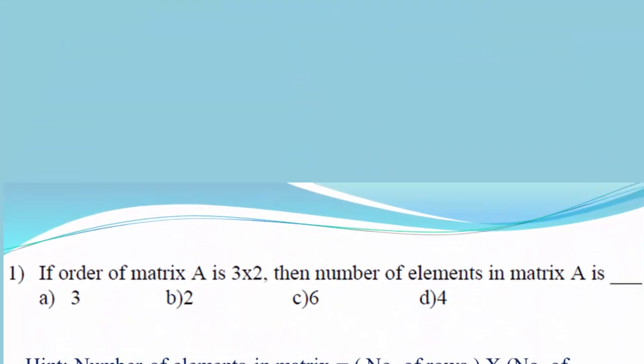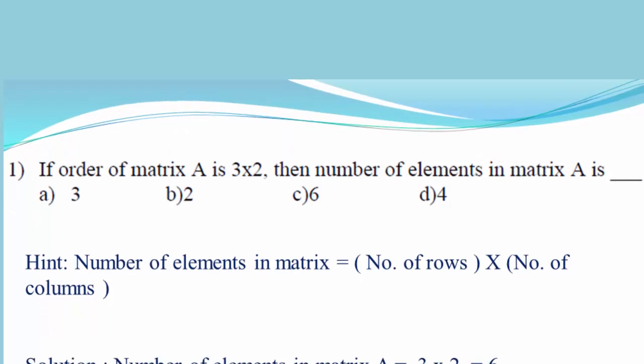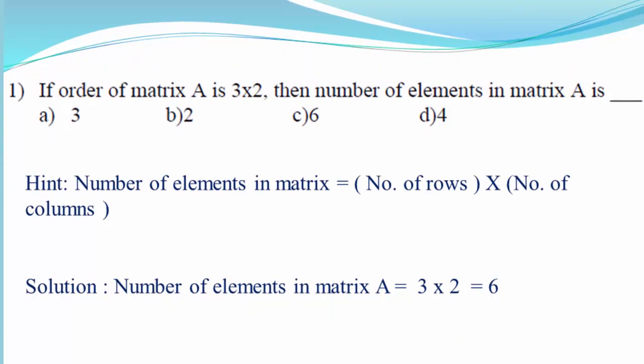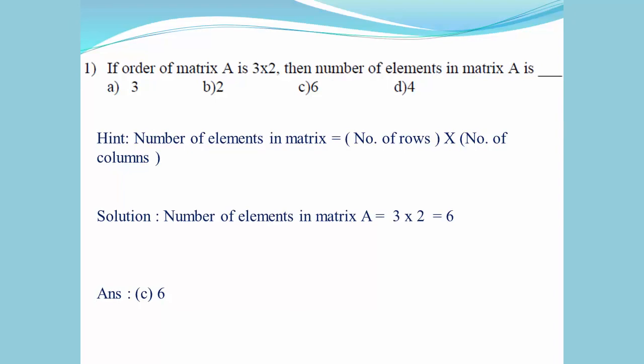Students, our first question is, if the order of the matrix A is 3 by 2, then the number of elements in the matrix A is. Students, we know that the number of elements in a matrix is equal to the number of rows into the number of columns. Given matrix A is of order 3 by 2. That implies it has 3 rows and 2 columns. Therefore, the number of elements in matrix A is 3 into 2, which is equal to 6. Therefore, our answer is C, 6.